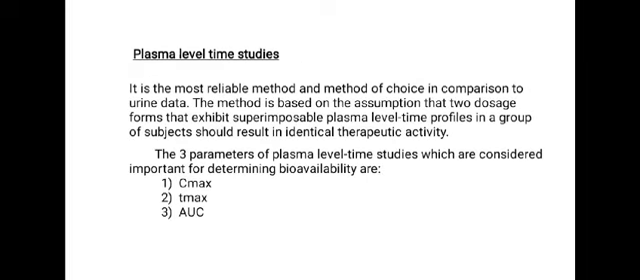Plasma level time study. It is the most reliable method and method of choice in comparison to urine data. The method is based on the assumption that two dosage forms that exhibit superimposable plasma level time profiles in a group of subjects should result in identical therapeutic activity. Plasma level time study shows three important parameters. First is Cmax, second is Tmax, third is AUC.